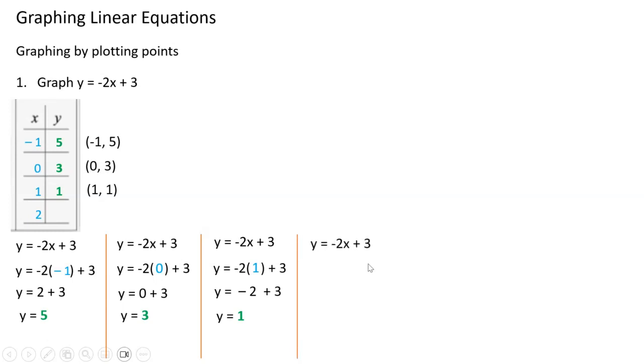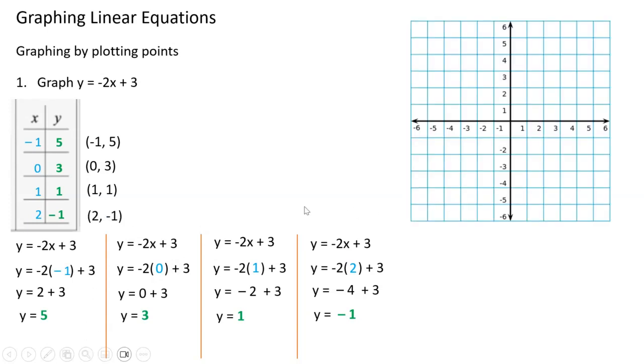Now finally, we're going to evaluate it at x equals 2. We're going to plug in 2 for the x's. So it's going to give us -4 plus 3. So y equals -1. So when x is 2, y is -1, which results in the ordered pair of 2, -1.